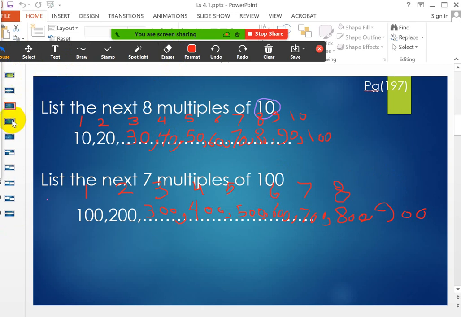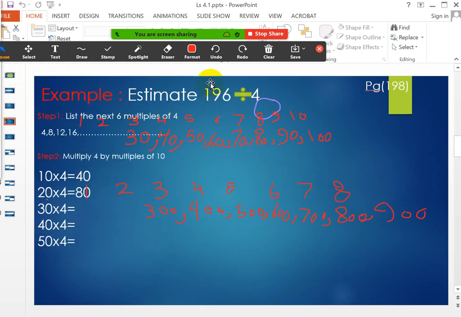Okay, let's move now to the next example. Now, in this example, I want to estimate the quotient for 196 divided by 4. The same idea. I will leave this for you. Write it, please.